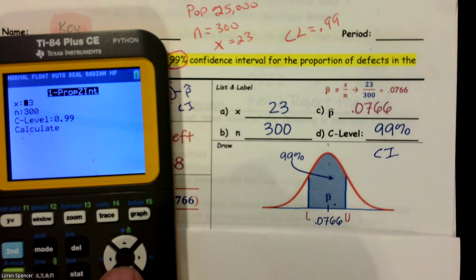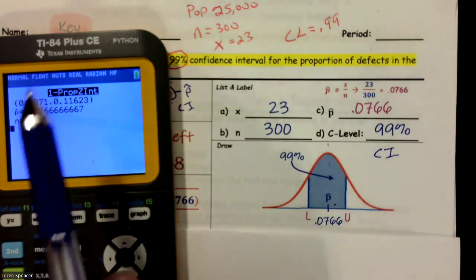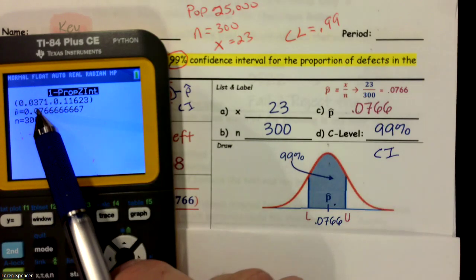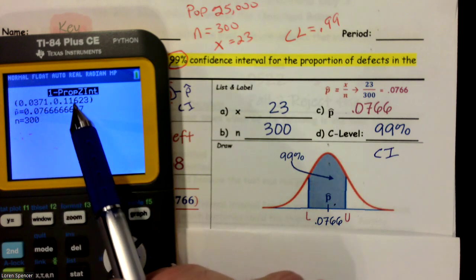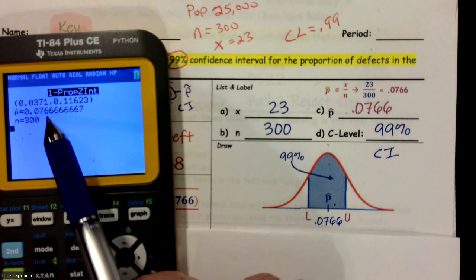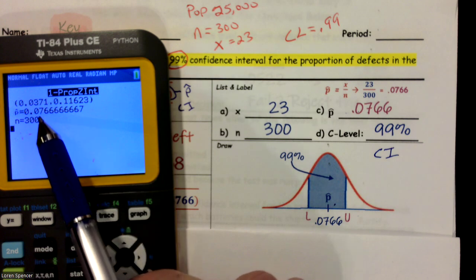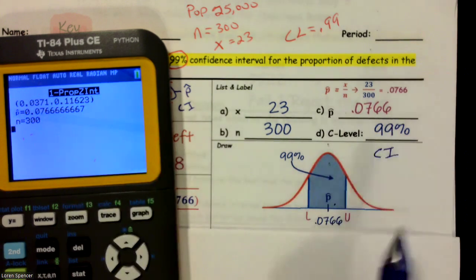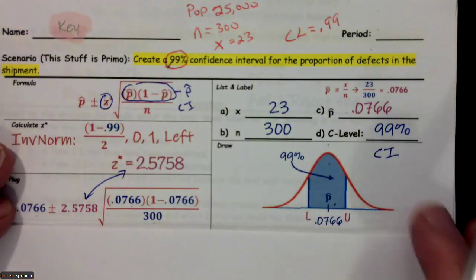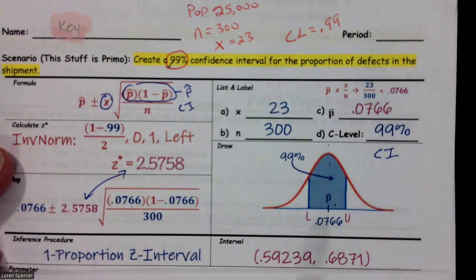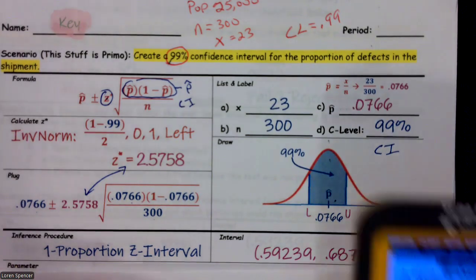Do that again real quickly. And there we go. And we have our lower bound of 0.0371 and an upper bound of 0.116. And there's our p hat to confirm that we actually have the right value. And as we said earlier, we're going to be running a 1 proportion Z interval.